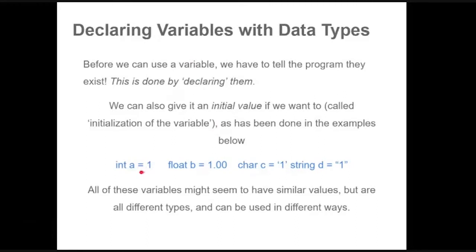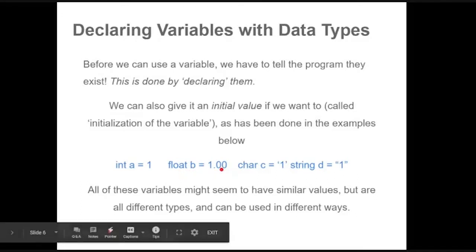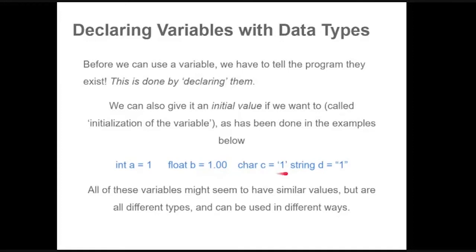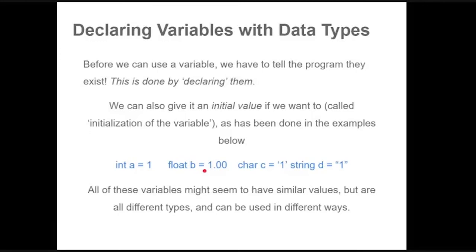So here, as you can see, I have declared a variable a of integer type and initialized it with the value 1. Here I've declared a variable b of float type and initialized it with the value of 1.00. Similarly, for char c and string d, keep in mind, remember we use single quotes for characters and double quotes for strings. All of these variables might seem like they have similar values, but they are all different data types and can be used in different ways.